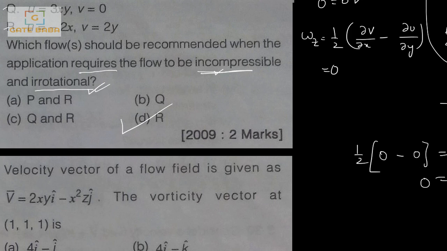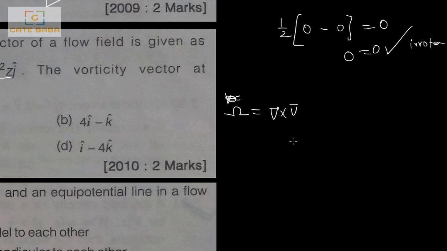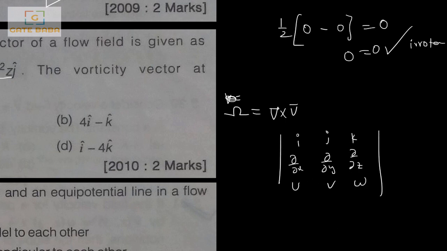And next question, the velocity vector of a flow field is given as u, v. Whatever is in front of i is u, whatever is in front of j is v. He is asking the vorticity. What is the vorticity? The vorticity symbol is this symbol. It is given by del cross v bar. You know that very well. It is a curl. So how to find the curl? i bar, j bar, k bar, dou by dou x, dou by dou y, dou by dou z, u, v, w.